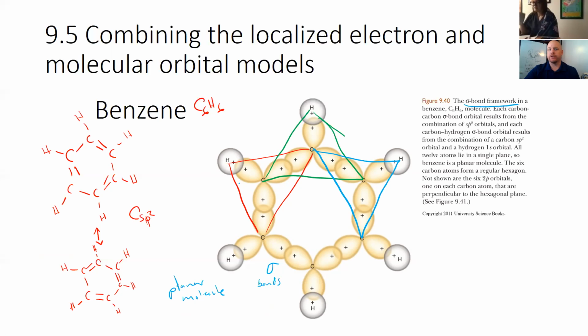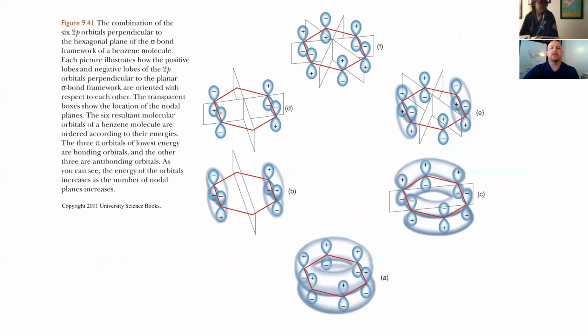But what we don't have pictured is essentially the p orbitals, right? The p orbitals are perpendicular at each of the carbons, and it's the unhybridized p orbital that remains. And those particular orbitals are going to overlap to give you a bunch of different molecular orbitals. And those molecular orbitals are what are seen here. These are all pi molecular orbitals of benzene.